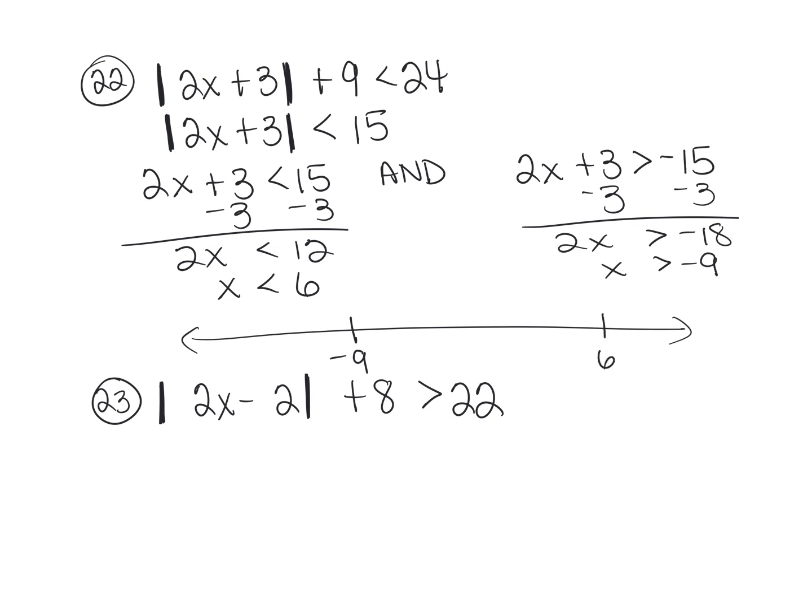So again, using my two colors, I have this one is going in this direction. This one is going in this direction. And the only place that we have overlap is going to be inside here. And those are both parentheses. So the solution to this one is the interval from -9 to +6.